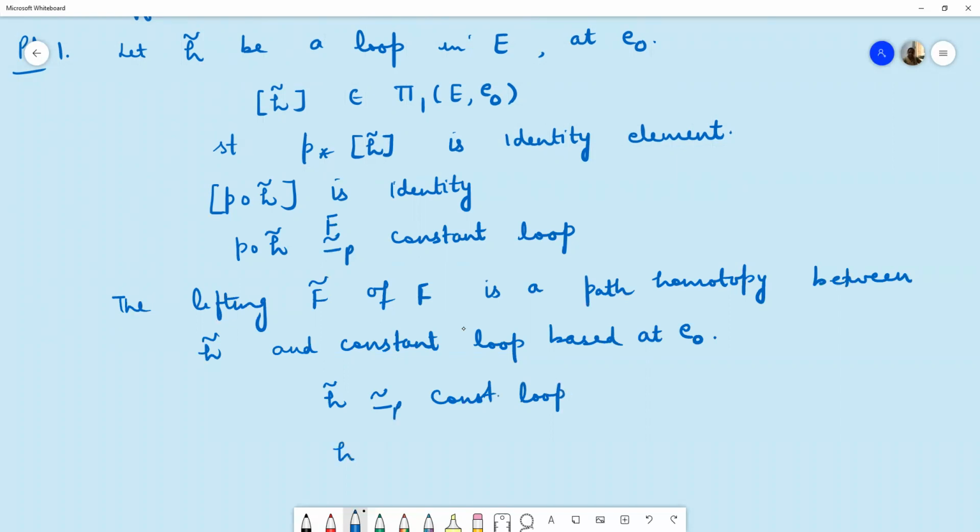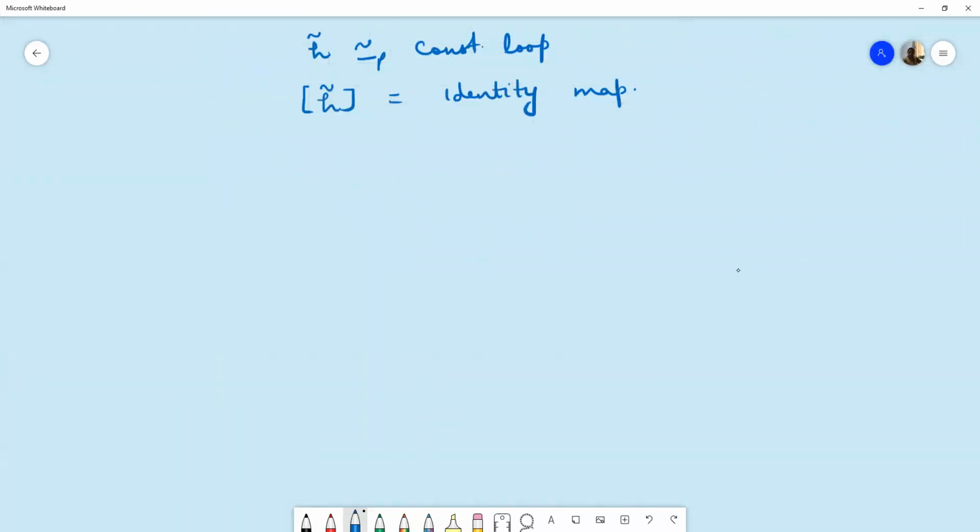It means the path homotopy class of H curl is the identity element. So we have proved that if the image of H curl under P star is the identity element, then H curl is itself the identity element. It means P star is 1, 1 mapping. So being a homomorphism, it is basically a monomorphism. Now we come to the second part.